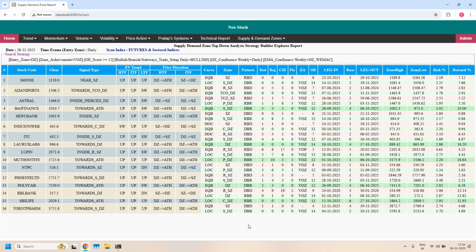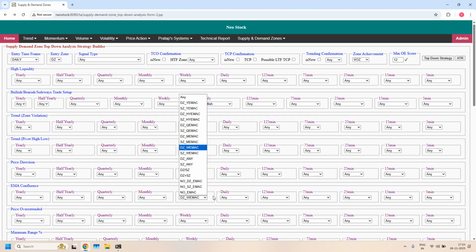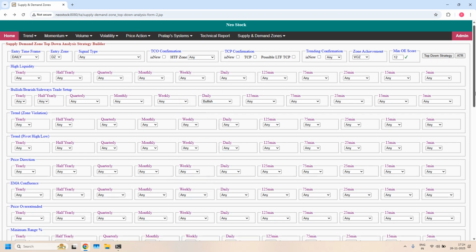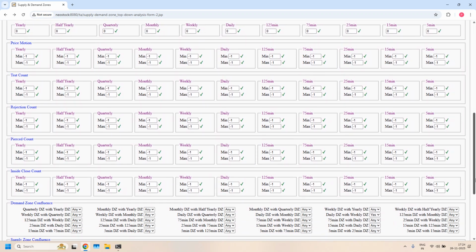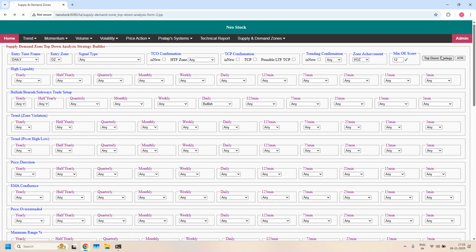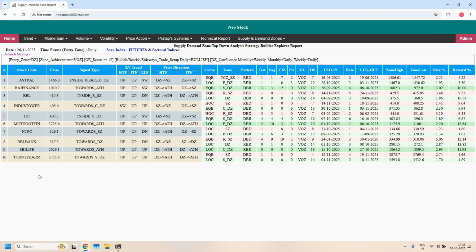Okay, next let us generate the report based on the second strategy. Removing ITF EMA filter. Second strategy, first step, LTF, ITF, HTF demand zone confluence. That means three filters we have to set. That is daily and weekly, daily and monthly, weekly and monthly demand zone confluence. By enabling all the three filters, we got 10 stocks.